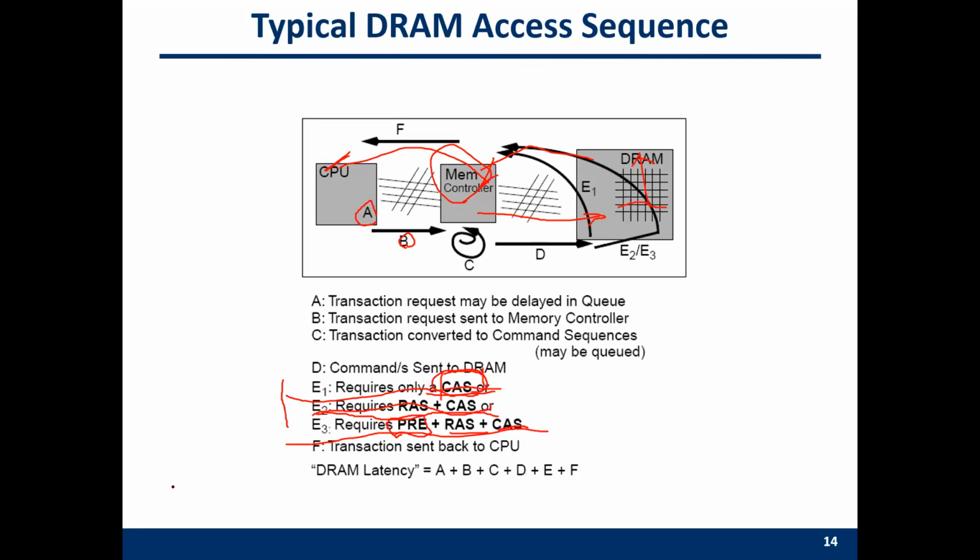In this way, you can calculate the DRAM latency. The DRAM latency always has A, B, C, D, E, F parts, but the E has 3 different cases. And 3 different cases have a huge impact on the value of the final DRAM latency.